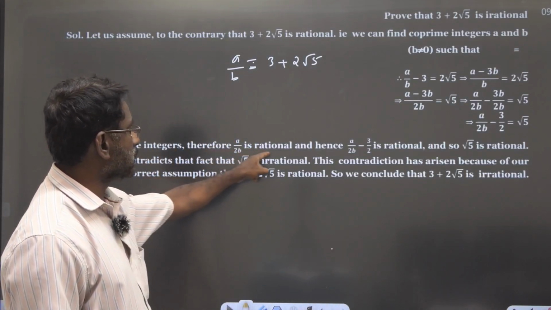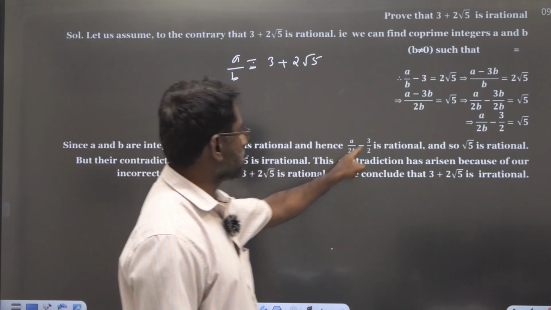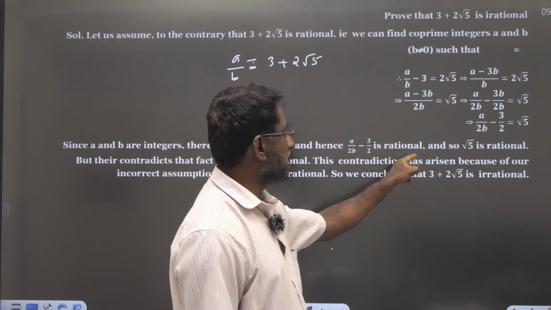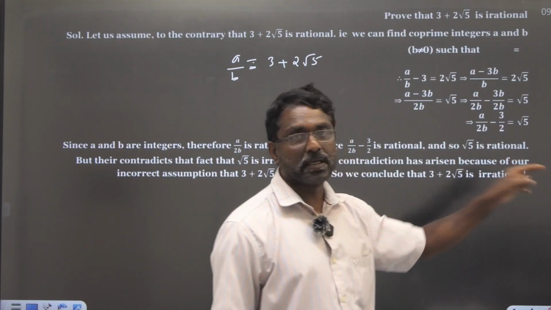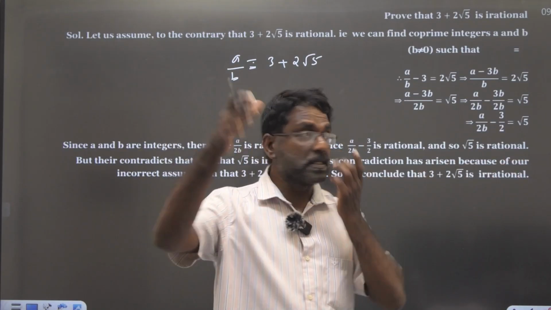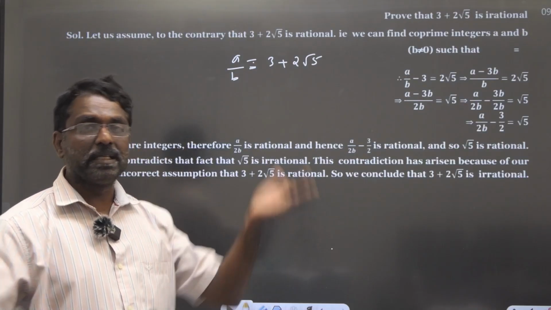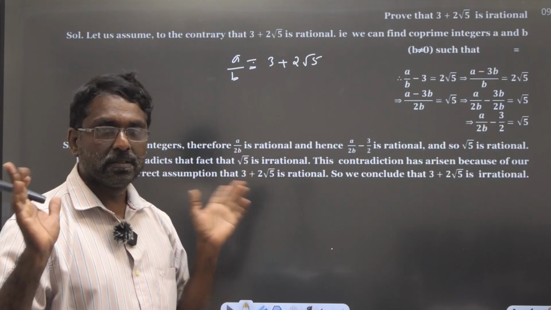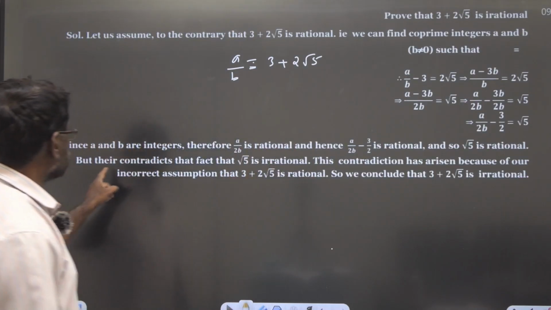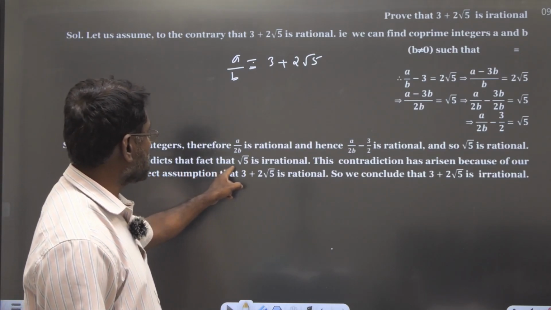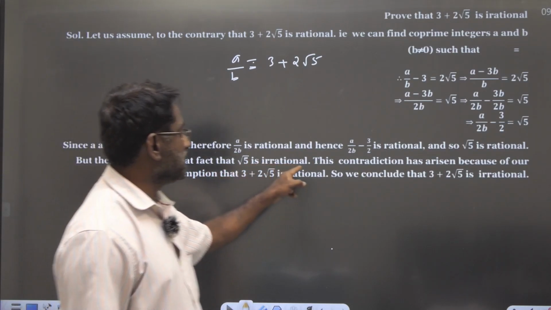Since A and B are integers, A by 2B is rational, and hence A by 2B minus 3 by 2 is rational, and so root 5 is rational. But root 5 is irrational. We have root 5 is not rational, it is an irrational number. Clear? So this contradicts the fact that root 5 is irrational.